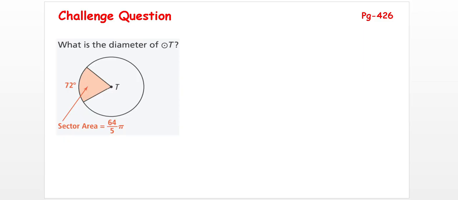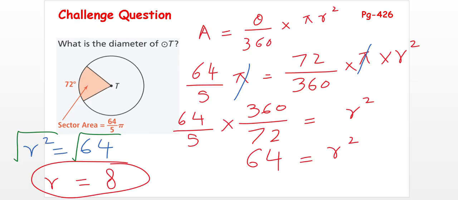Okay, next we have, here they said what is the diameter of this circle T. For finding the diameter, first you need to find the radius. Better pause the video here and solve this question on your own, and then play the video to check your answer. So here is the solution for this question.